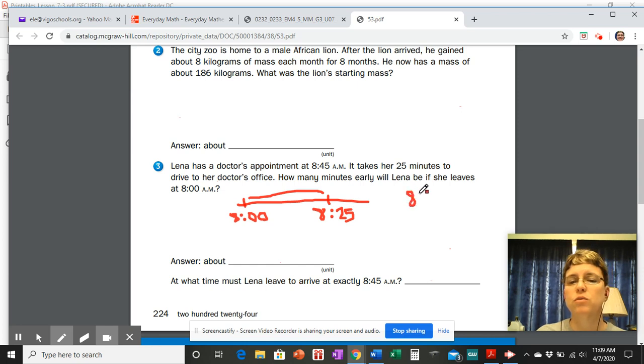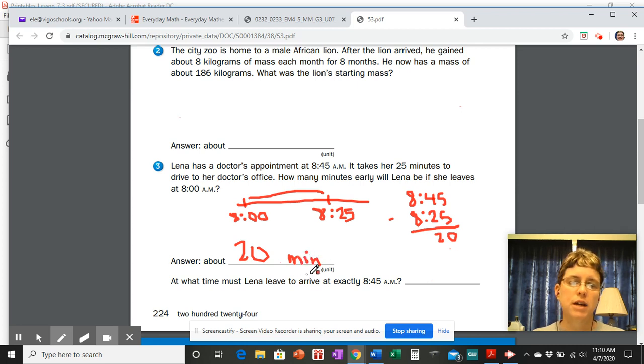So we're going to do 8:45 minus 8:25. So 5 minus 5 is 0. 4 minus 2 is 2. And 8 minus 8 is 0. So she is going to be about 20 minutes early. Put minutes.